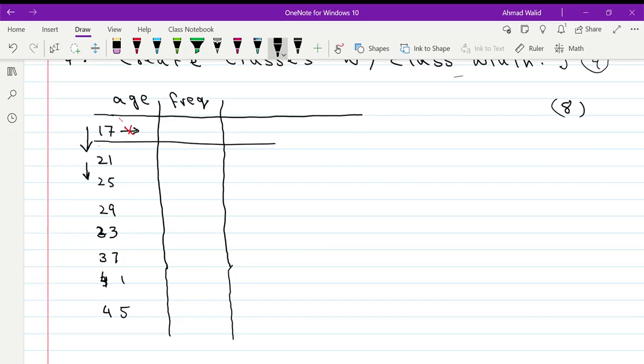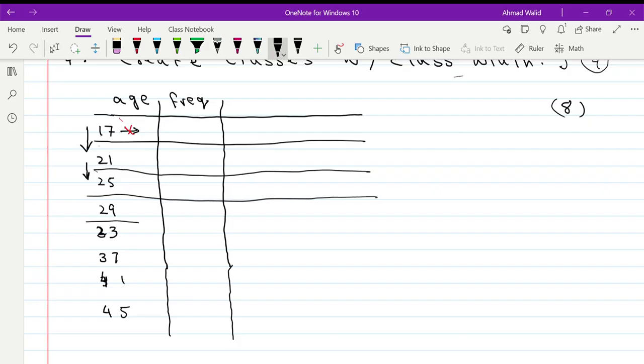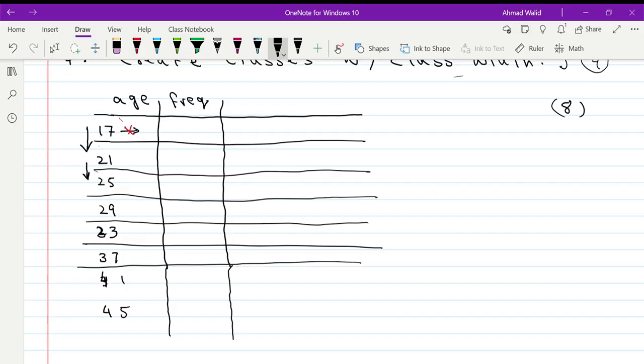In this class I have 17. In this class I have 21. In this class I have 25. In this class I have 29. Correct? In this class I have 33. In this class I have 37. In this class I have 41. And finally 45, my last class.